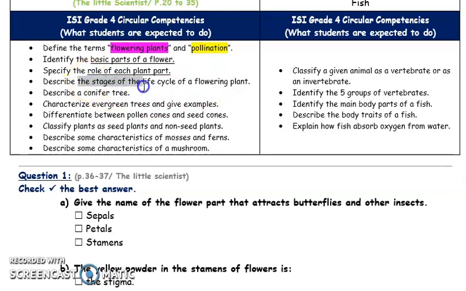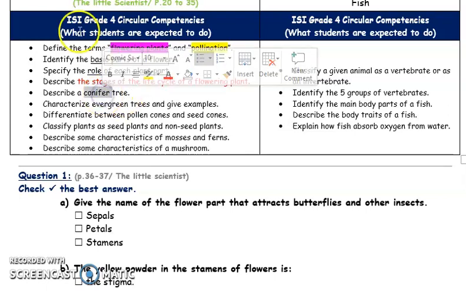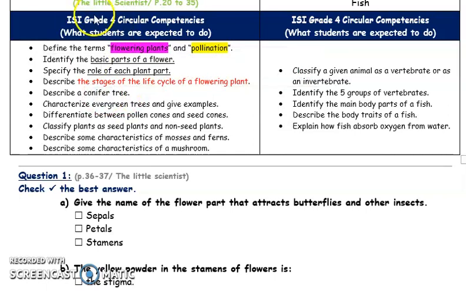What are the different stages of the life cycle of a flower? Flowering plants grow flowers. These flowers make seeds. Once planted in the soil, they turn into a plant, and then this plant will grow flowers. And this is a never-ending cycle. What's a conifer? The conifer is an evergreen tree with needle leaves and cones.